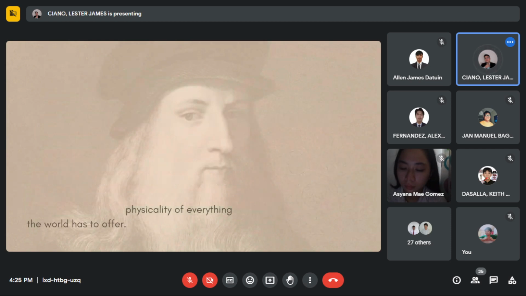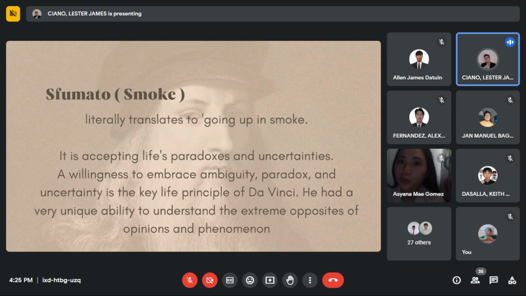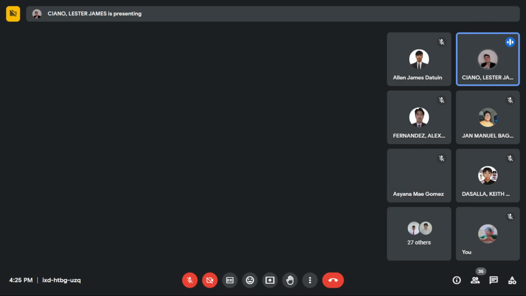Next is sfumato or smoke. Literally translates to going up in smoke. It is accepting life's paradoxes and uncertainties. A willingness to embrace ambiguity, paradox, and uncertainty is the key life principle of Da Vinci. He had a very unique ability to understand the extreme opposites of opinion and phenomenon.